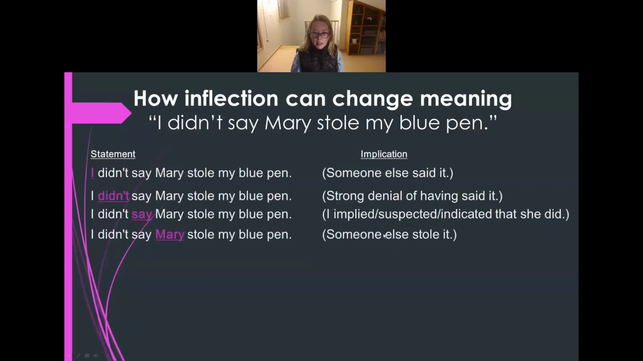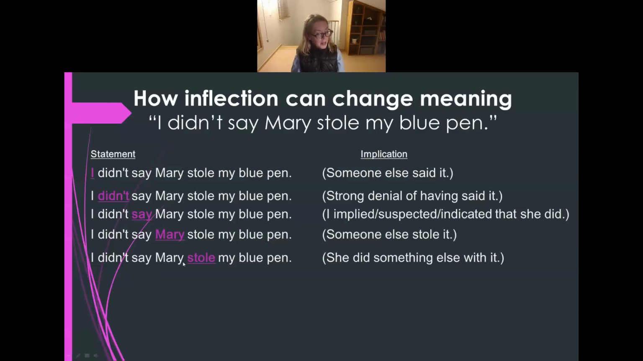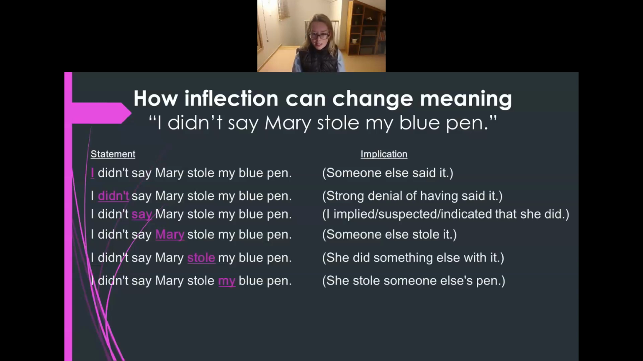Okay, here we've got the implication that someone else stole it. So, "I didn't say Mary stole my blue pen." Okay, another one. She did something else with it. She did something else with the pen. "I didn't say Mary stole my blue pen." Right? She did something else with it. Don't know what she did with it, but anyways.